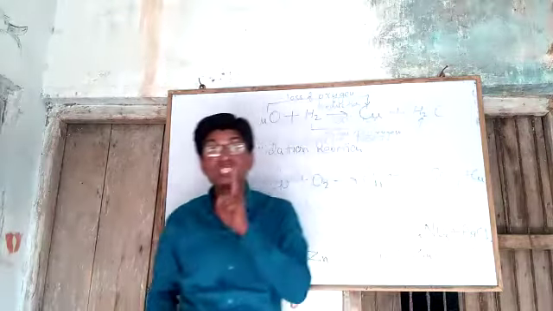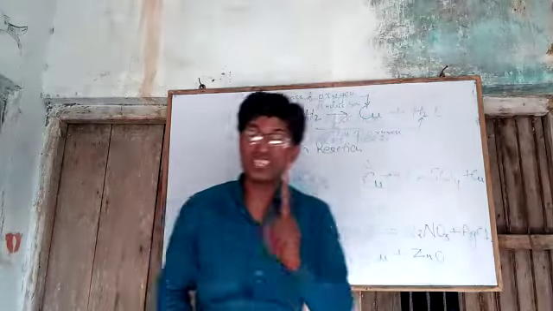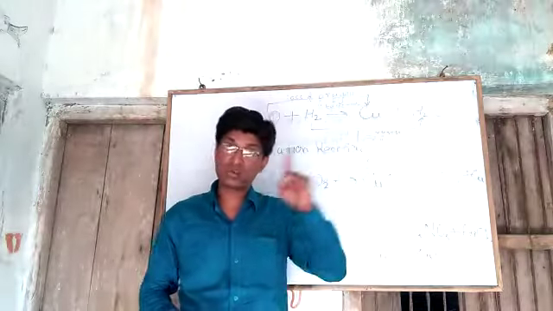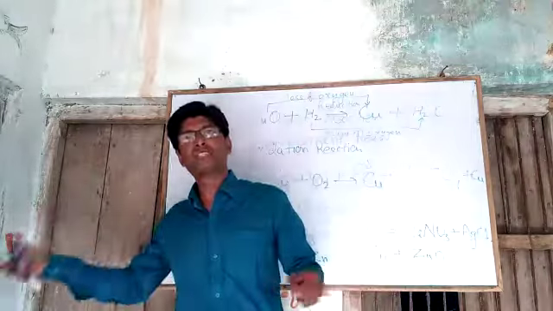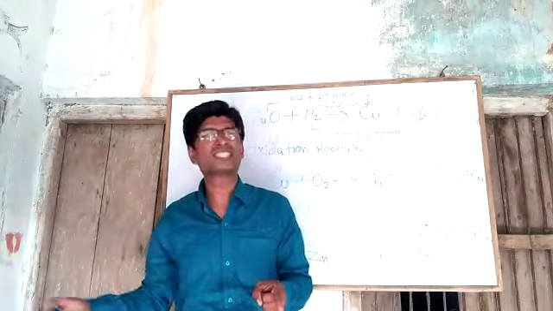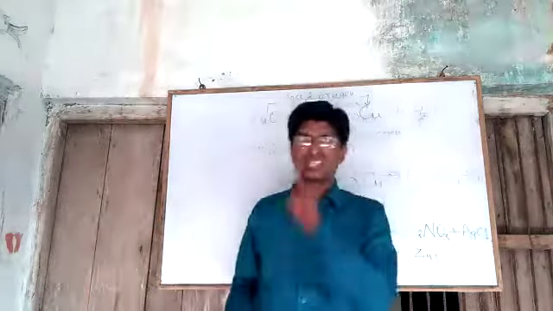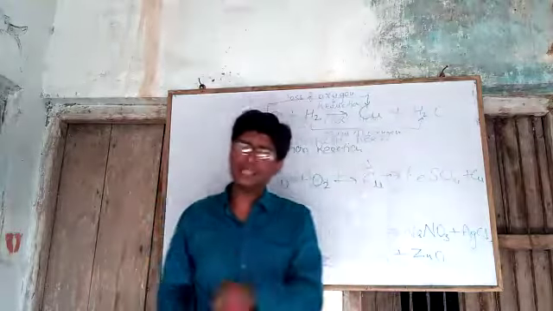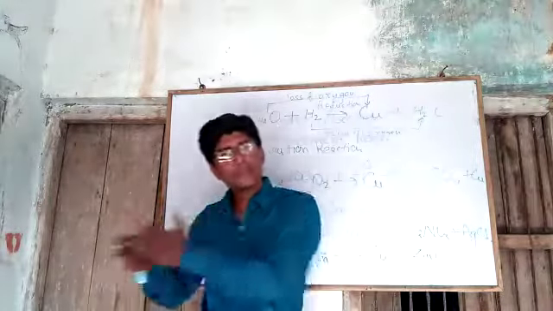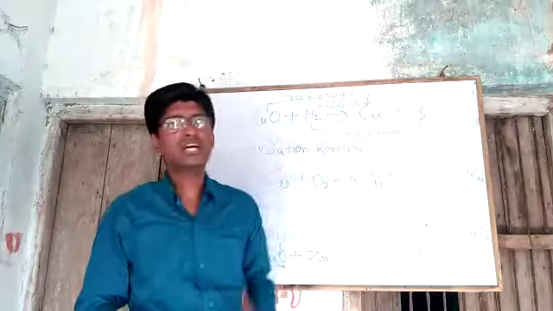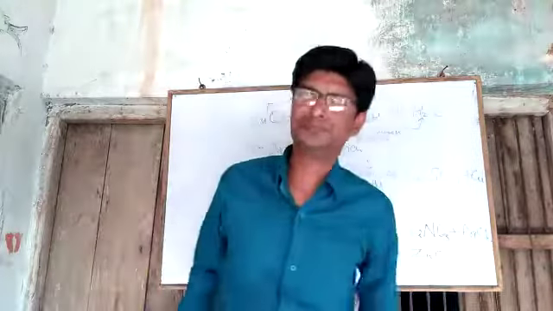And what is oxidizing agent? The substance which helps in the oxidation and itself gets reduced is called oxidizing agent, and the substance which helps in the reduction and itself gets oxidized is called reducing agent. It's very clear.